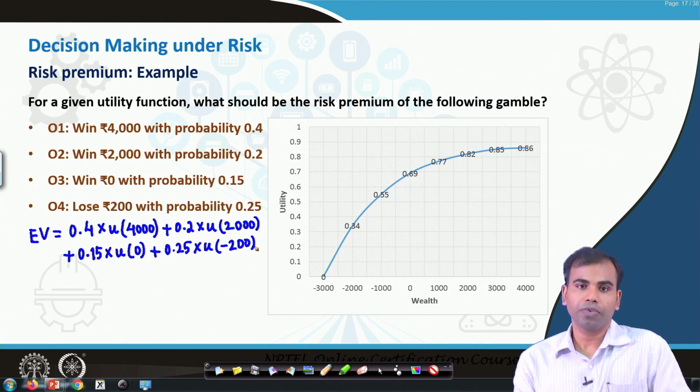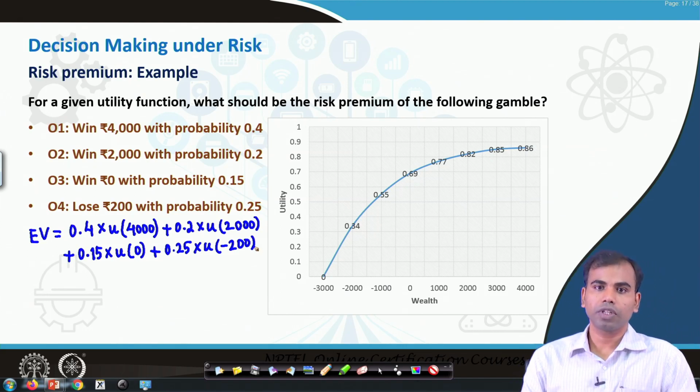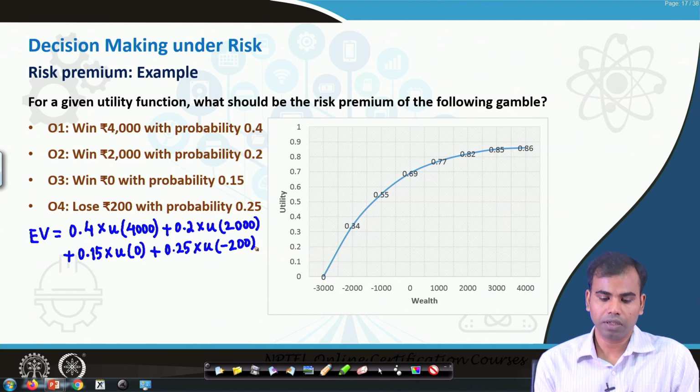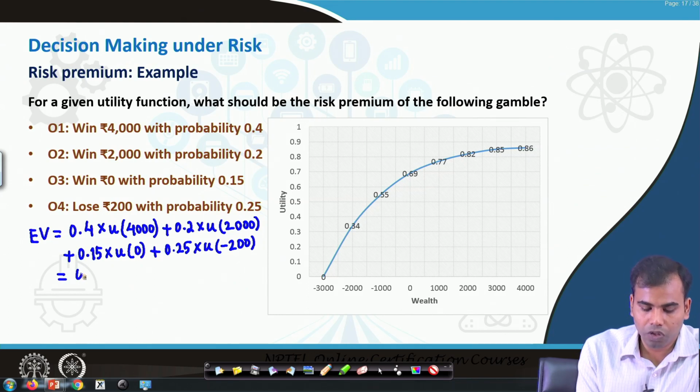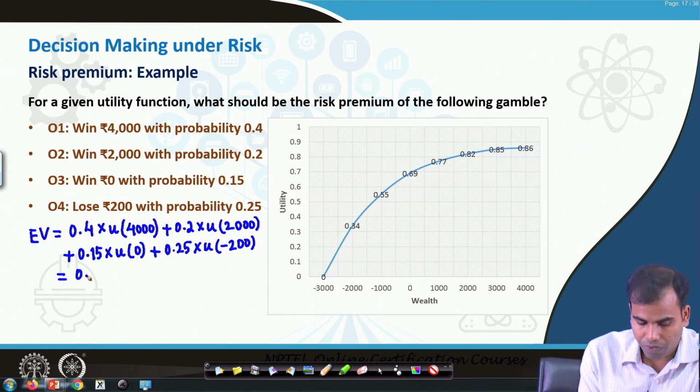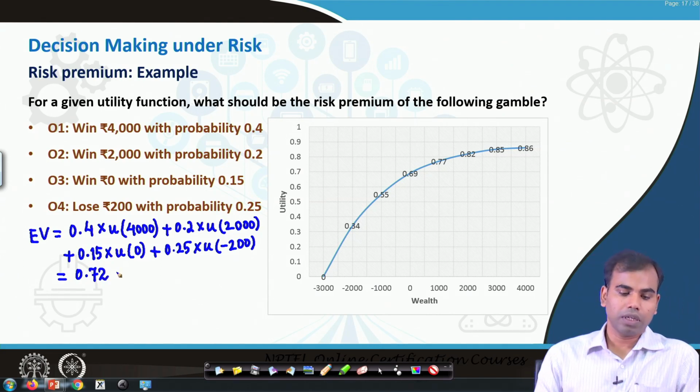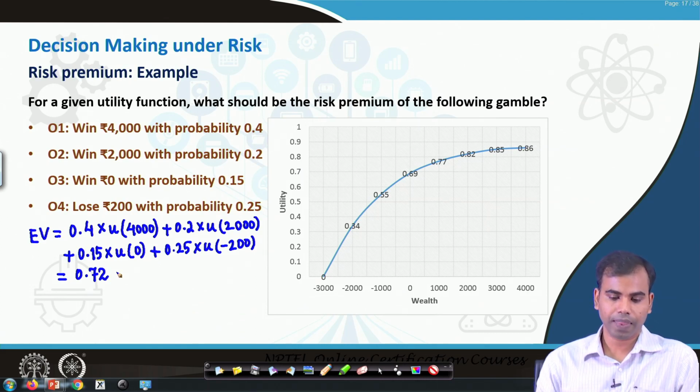Again, if we refer to the log utility function table as shown here, the value for expected utility of these cash flows would be coming out to be 0.72. So, that is the value of expectation associated with these 4 different cash flows given here.